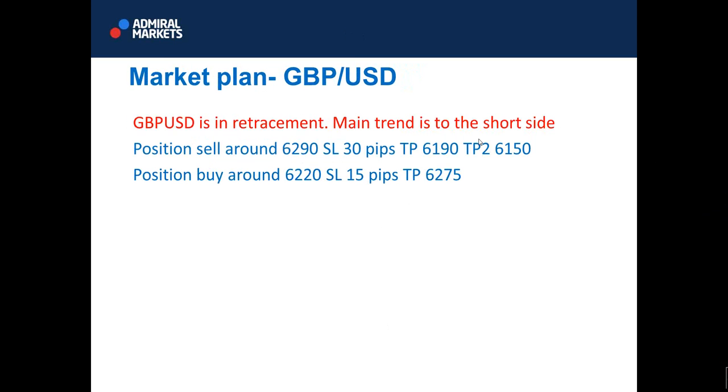GBP dollar is in retracement. The main trend, don't forget, is to the short side. Position sell at 62.90, 61.90 is the possible target. But again, I'm advising you to use a trailing stop, guys. Use a trailing stop, because we don't know whether the trend will be respected or not. And tomorrow we have, I think, some GBP news. So guys, use your trailing stop. Don't trade without it, especially now when tomorrow is strong news.